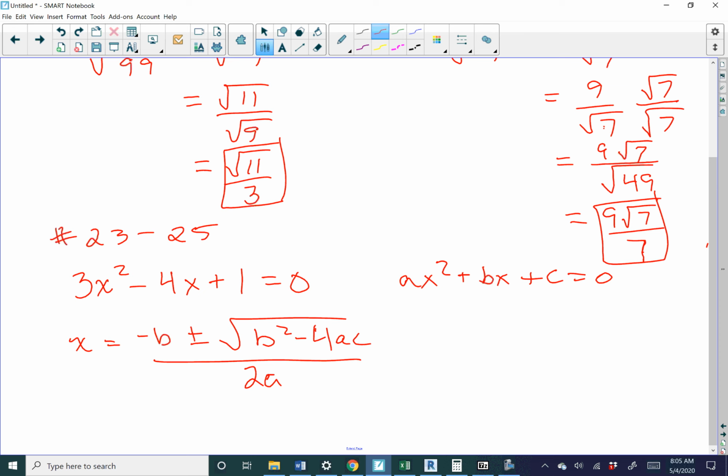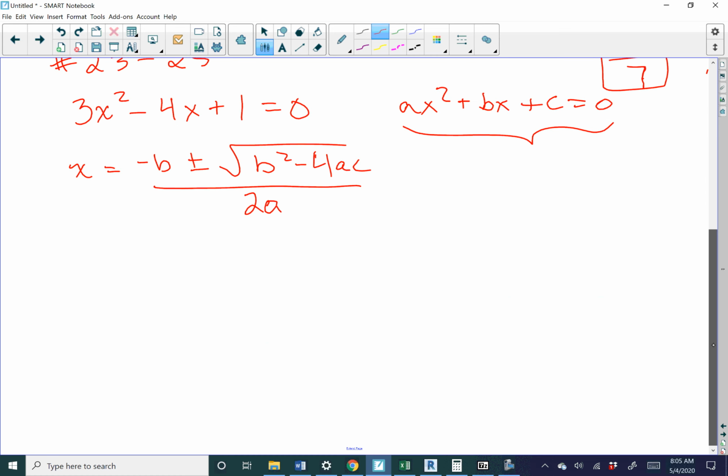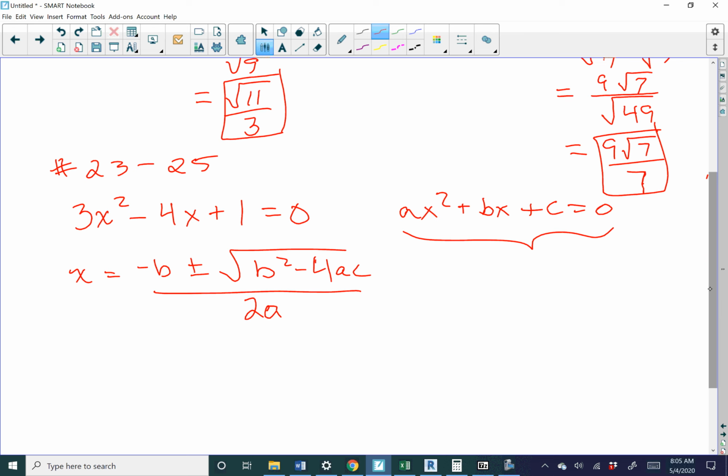It can be used to solve any quadratic equation that is written in that form. You have to have it written in that form to do it, which means you have to have 0 on one side and written in descending order according to the exponent on the variable, okay? So, in other words, standard form.